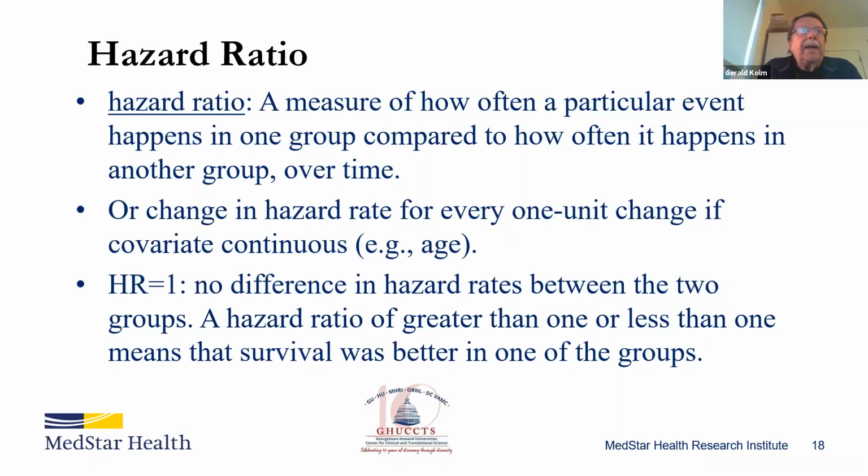And just like in logistic regression, when we have an odds ratio of 1, that means there's no difference in the odds. Here, a hazard ratio of 1 means there's no difference in hazard rates between two groups. On the other hand, if you have a hazard ratio greater than 1 or less than 1, then that means the hazard rate in one group was better or worse than in the other.